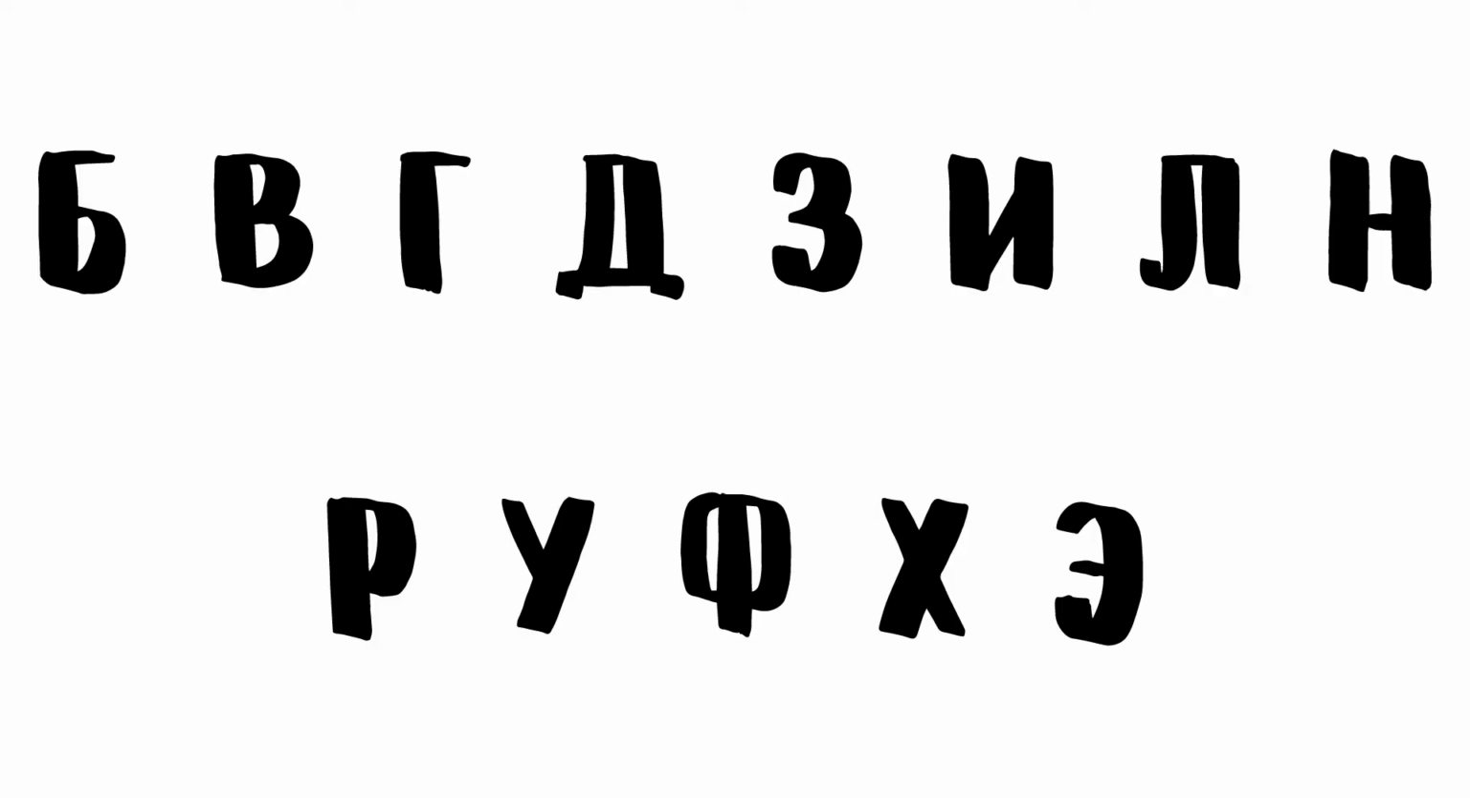Second group is not very scary for people who speak English, so these letters are not written as in English, however, they are pronounced almost as in English. Almost! B, V, G, D, Z, I, L, N, R, U, F, H, E.